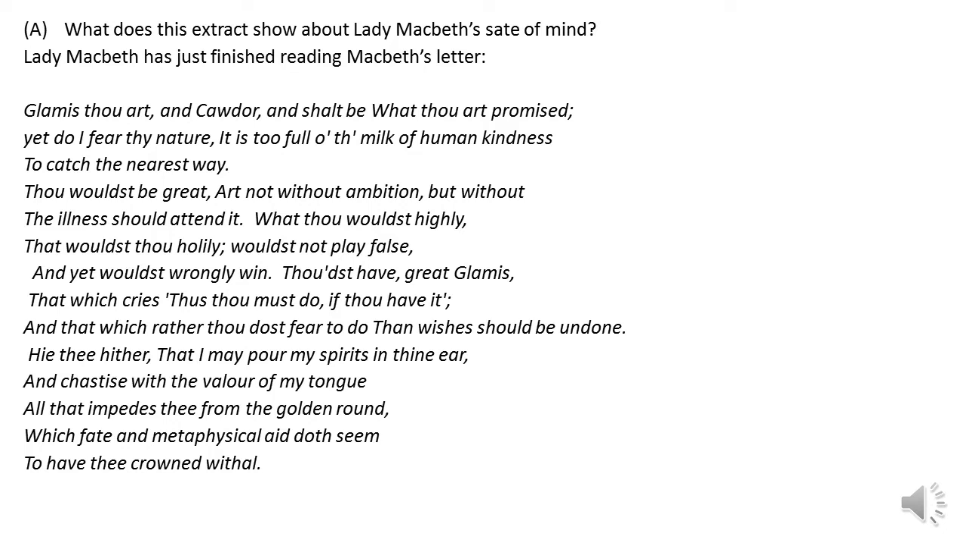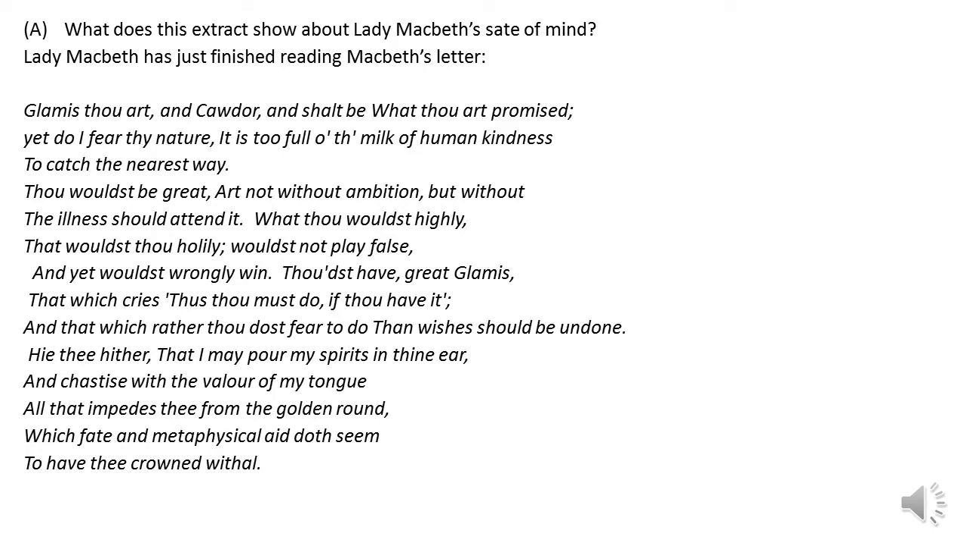In other words, she's expecting him to be king. But she feels he is too full of the milk of human kindness, that he's actually too much of a good guy to catch the nearest way to kill the king himself. "Thou wouldst be great, not without ambition, but without the illness that should attend it." So she believes he doesn't have enough illness, in other words, enough evil inside him.